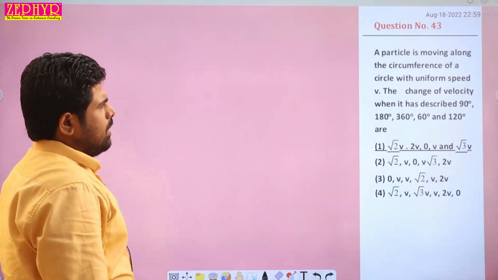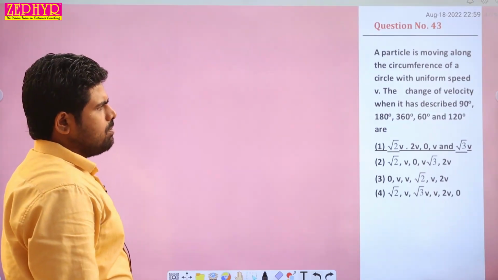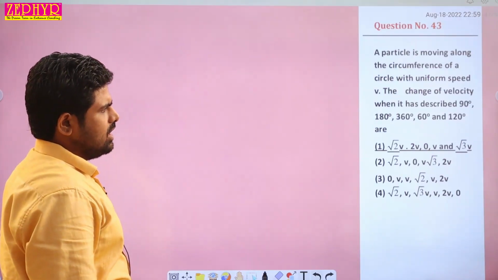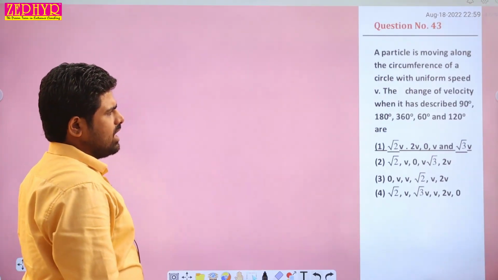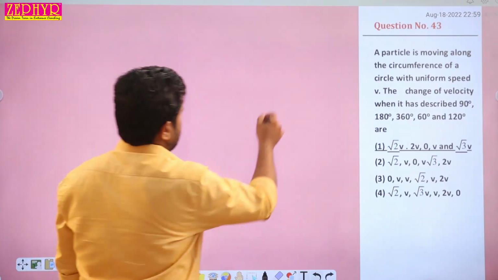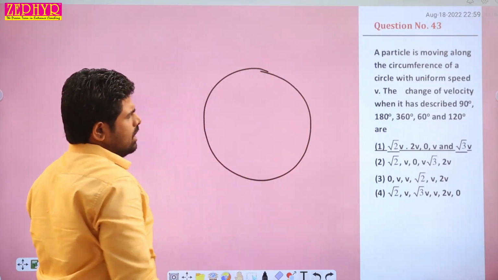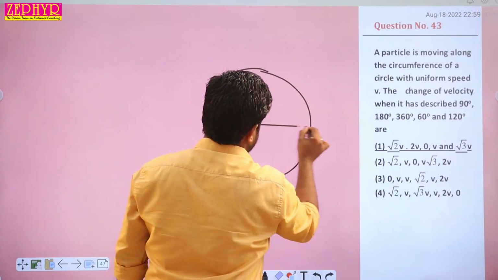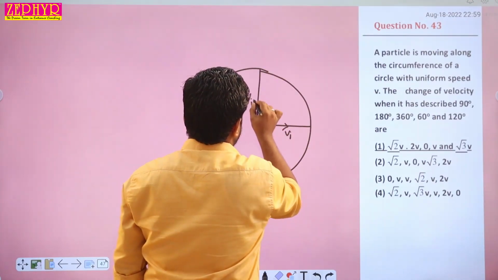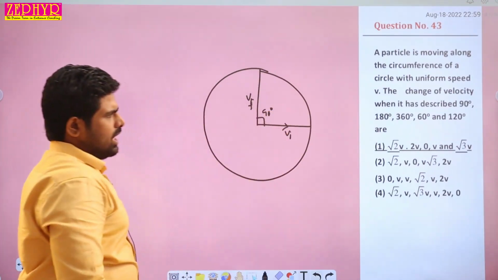Then the next one: a particle is moving along the circumference of a circle with uniform speed v. Find the change in velocity when it has described 90 degrees, 180 degrees, 360 degrees, 60 degrees and 120 degrees. Okay, you just consider this one is the path of the particle. First one, consider this one is the v initial and this one is the v final when theta is equal to 90 degrees.